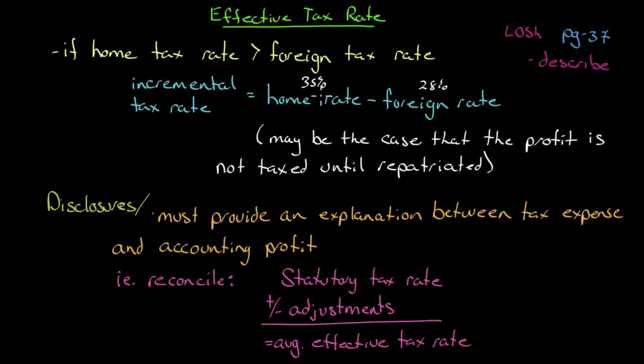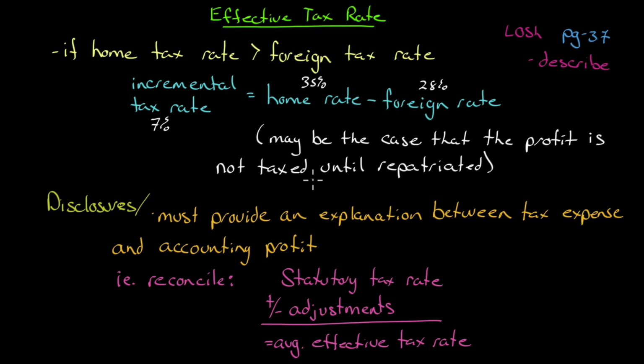When I consolidate that profit before tax on my statements, I'm facing a statutory tax rate of 35%, but I've already paid 28 cents on the dollar. So the incremental tax rate associated with the income from that jurisdiction would be 7%. It would just be the incremental difference. And it may be the case that the profit itself is not taxed until repatriation.